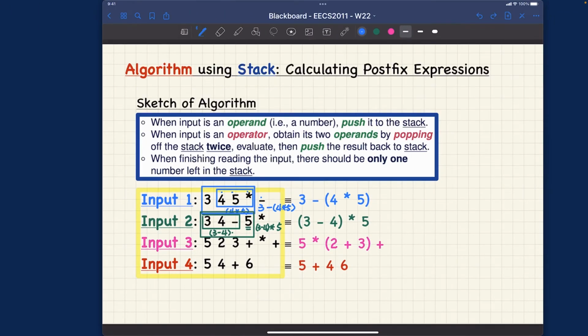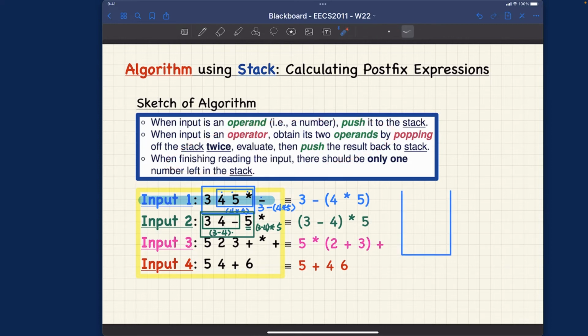Let's see input number 1. The way we scan through the input is the same as how we did it for the matching delimiters example. We're going to scan through the input string from left to right. So for example, in this case, the first character will be 3, second character will be 4, third character will be 5, and then star, and then minus, and etc. for other input values as well. And we're going to use a stack over here, and then I'll tell you the principle in just a moment. Of course, I'm being consistent with what I lay out in the sketch of solution, but you can read it by yourself.